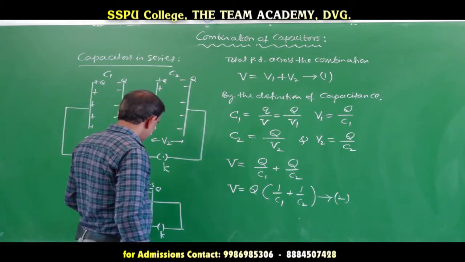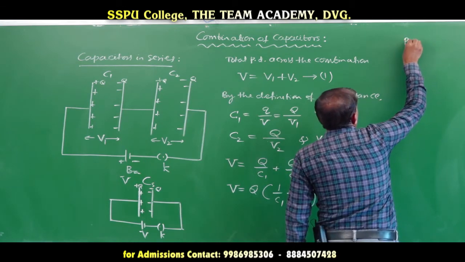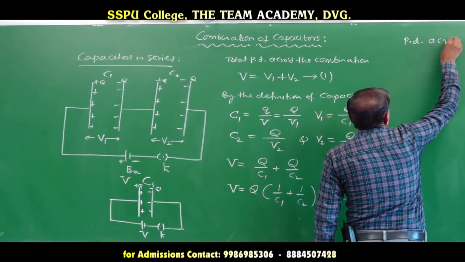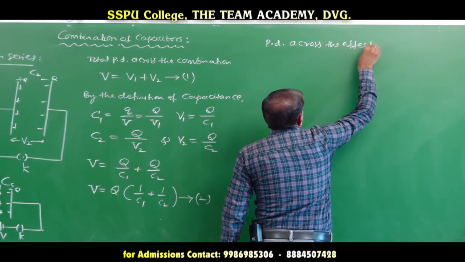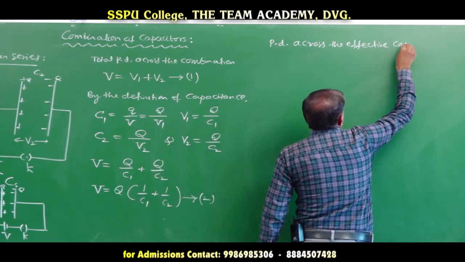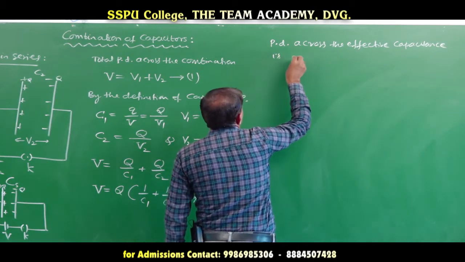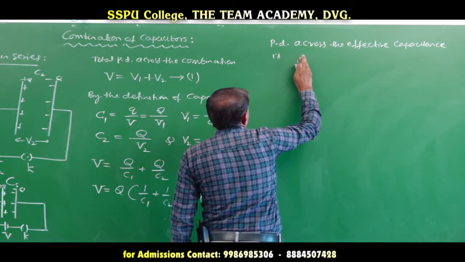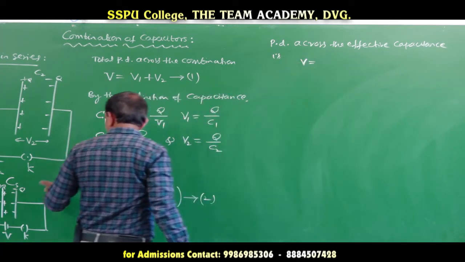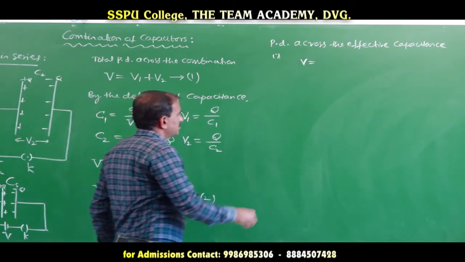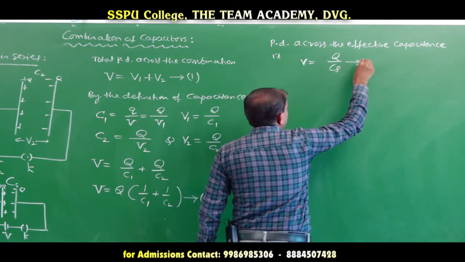Now what is the potential difference across the effective capacitance Cs? V is equal to Q by Cs. Call this equation number 3.